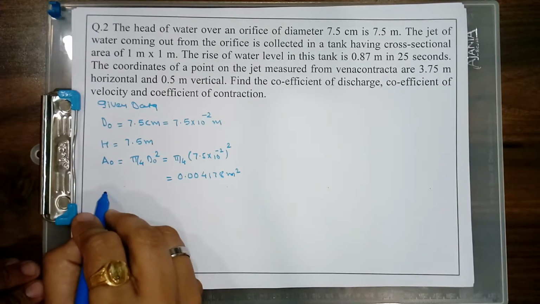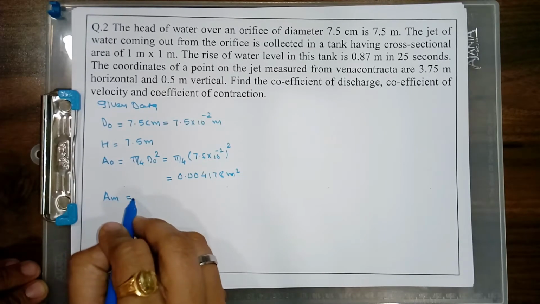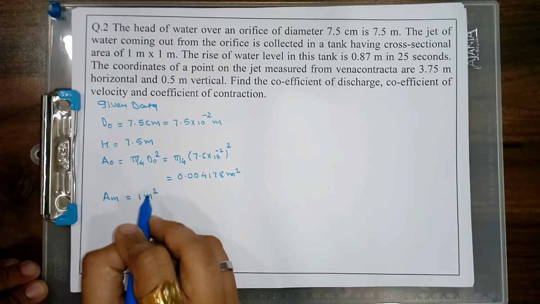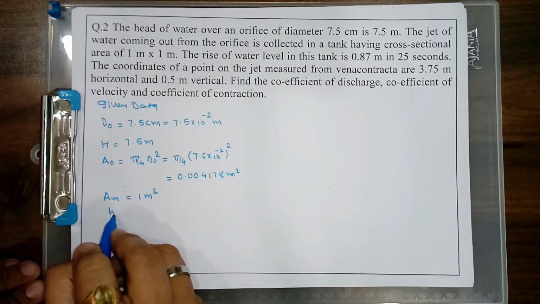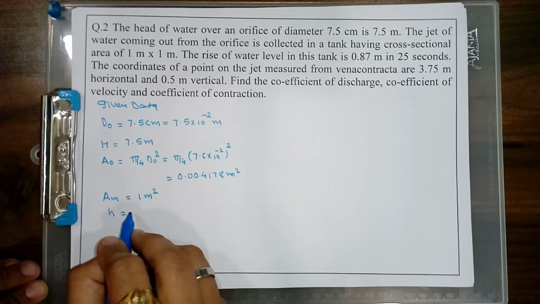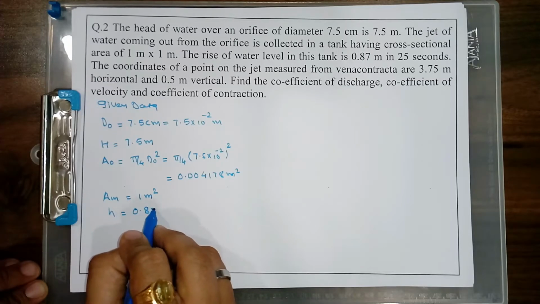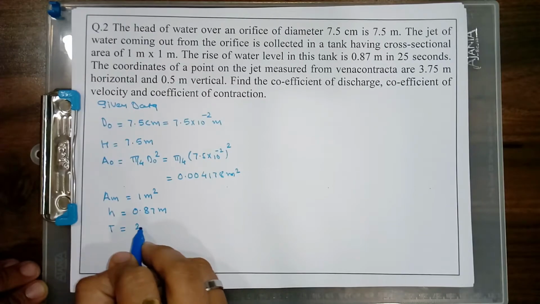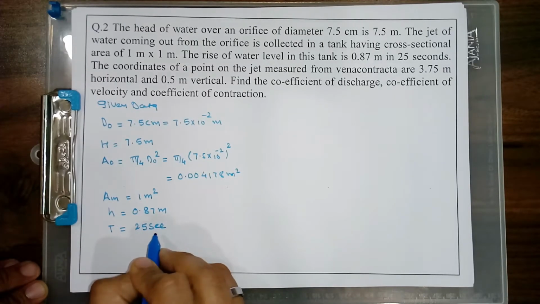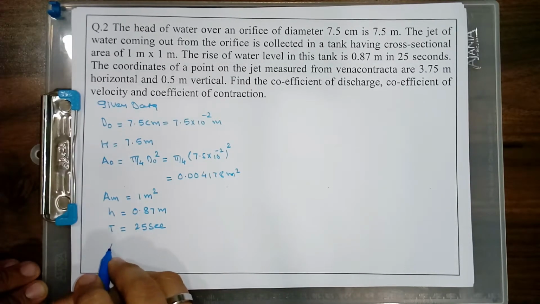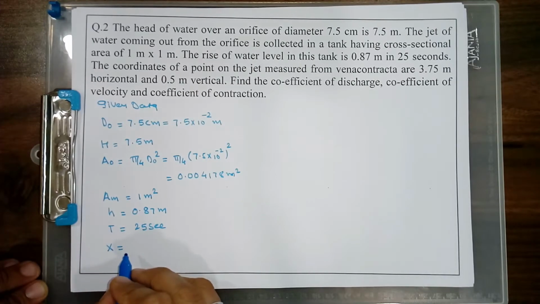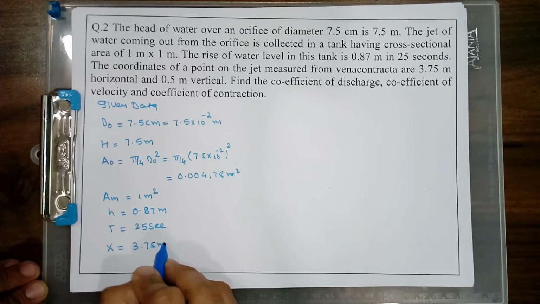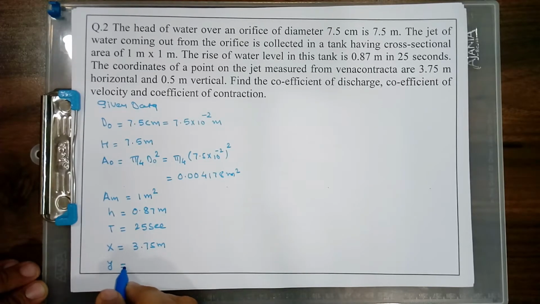Then the area of the measuring tank is given, that is 1 into 1, so it is 1 meter square. The height difference in the measuring tank is given, that is 0.87 meter. The time t is given, that is 25 seconds. Then x, the horizontal distance of a point on the jet from the vena contracta, is given, that is 3.75 meter, and the vertical distance y is given, that is 0.5.